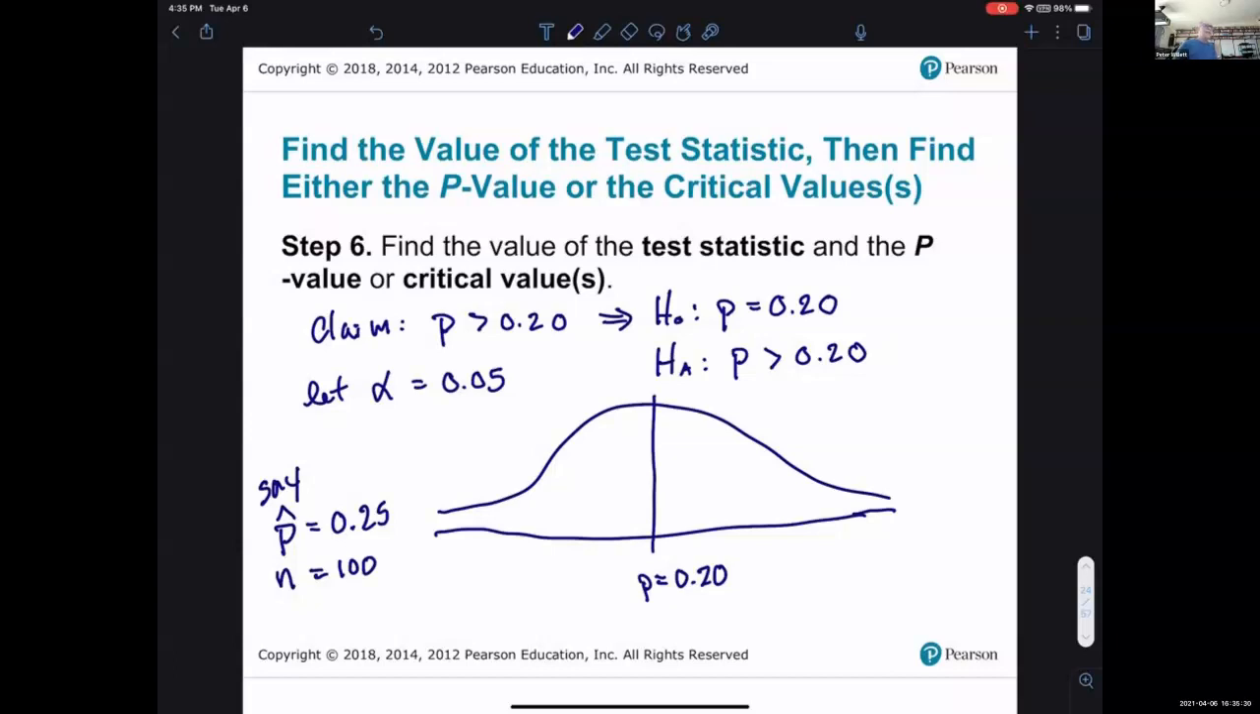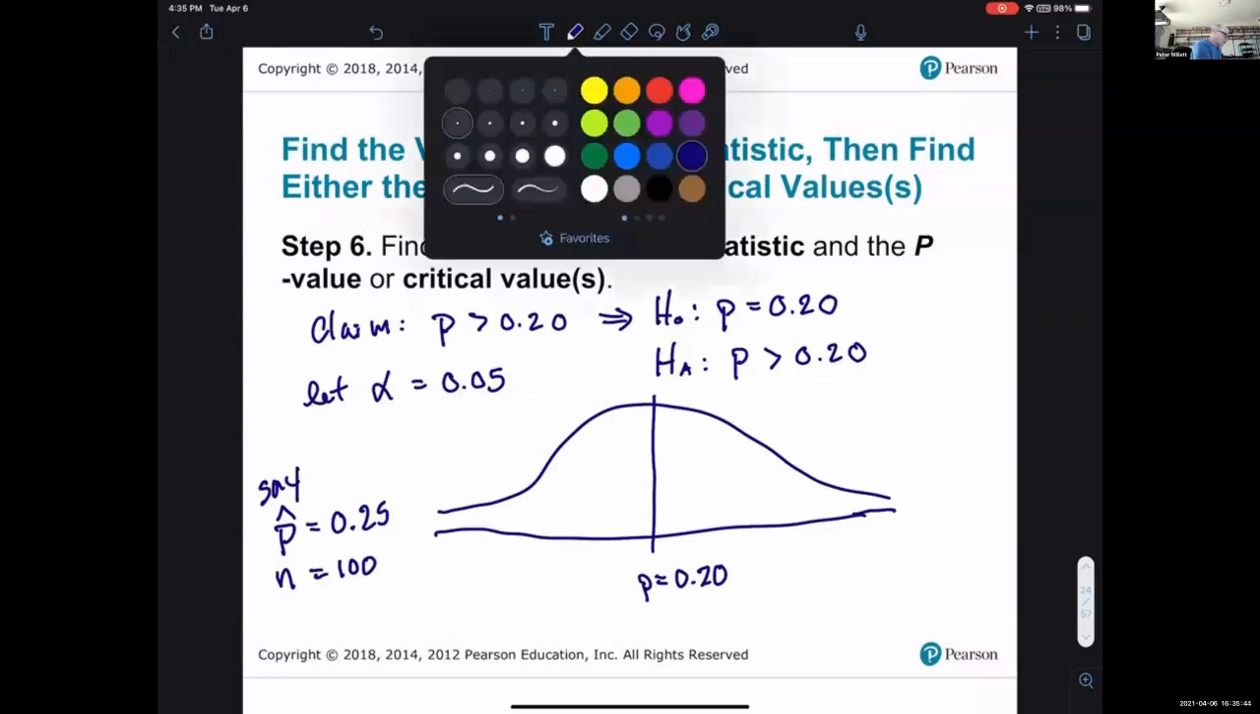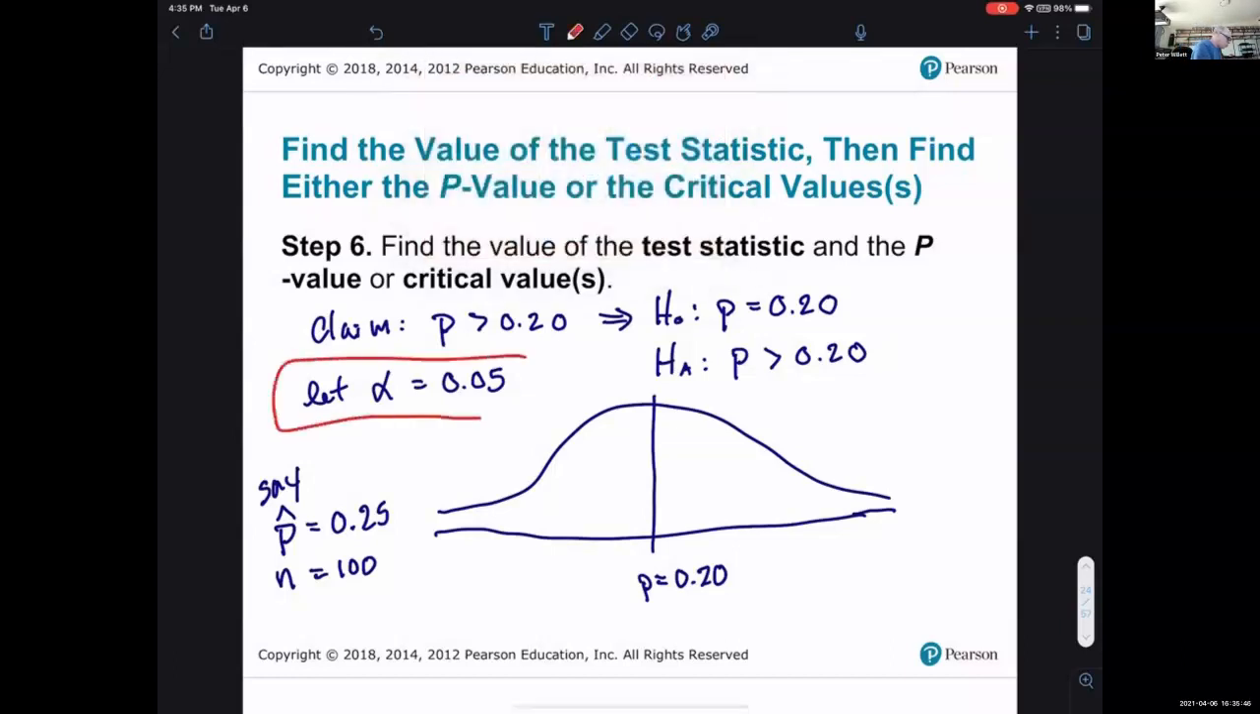So how unlikely would my sample need to be? How low of a p-value do I need to have to reject the idea that it's 20% and show support that it's more than 20%? The p-value needs to be below my significance level of 5%. So I would want to enter this information into StatCrunch, and it would give me a p-value, and it would give me this thing, the test statistic.